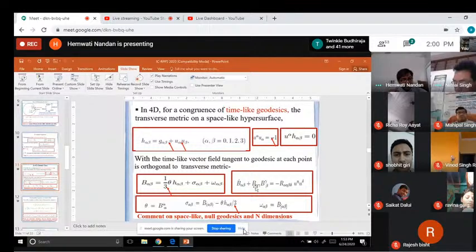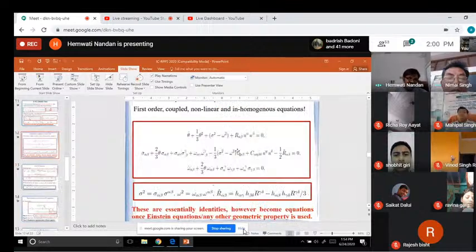gives the three equations which you can see over there. The first equation here is for the expansion scalar, the second equation is for the shear, and the third one is actually for the rotation. And you can see they are first order differential equations. They are coupled to each other. They are non-linear as well as inhomogeneous. And this set of equations is actually true for any four-dimensional space-time background.